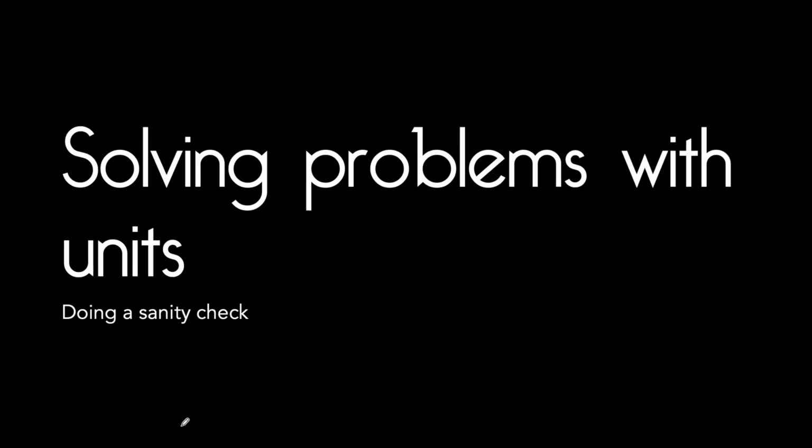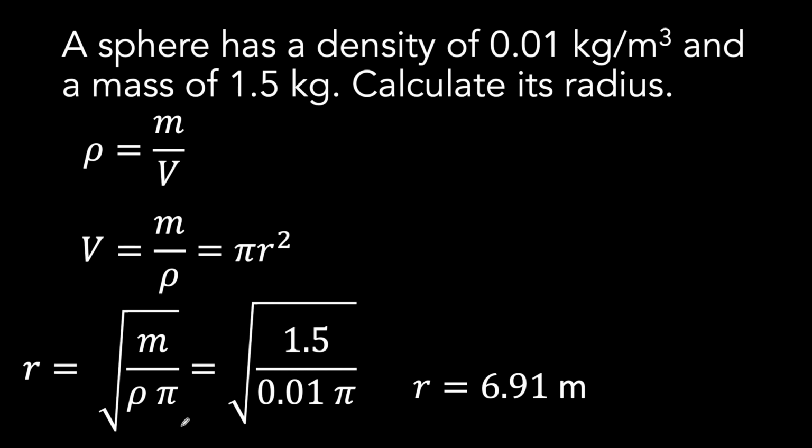The second important way that we can solve problems with units is by doing a sanity check, helping us look at our answer and see if what we got was actually something that makes sense. Okay, so I have done a problem here and I have done it wrong. The problem says a sphere has a density of 0.01 kilograms per meters cubed and a mass of 1.5 kilograms. Calculate its radius. Now, the imaginary student here, which is me, wrote down correctly that the mass density was the mass divided by the volume, and therefore the volume was equal to the mass divided by the density.